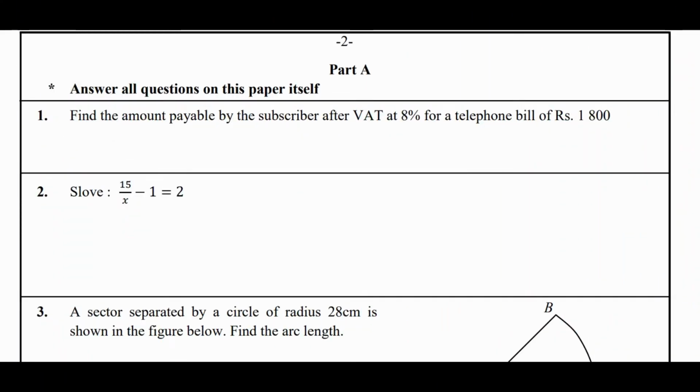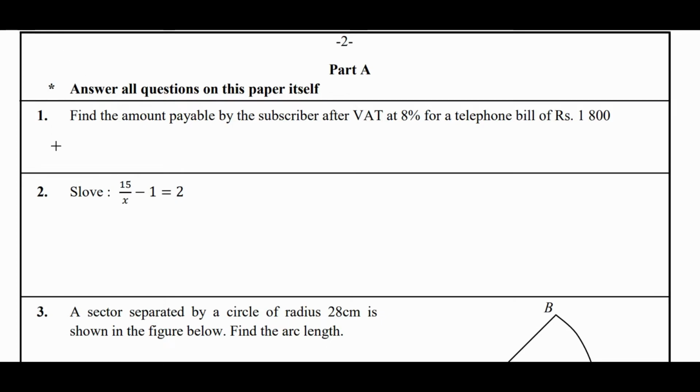Okay, let's begin with the first one. The first one seems very easy. Find the amount payable by the subscriber after VAT at 8% for a telephone bill of rupees 1800. There's a telephone bill costing rupees 1800 and a VAT percentage of 8%. We are asked to find the amount payable. Payable amount means the full amount.